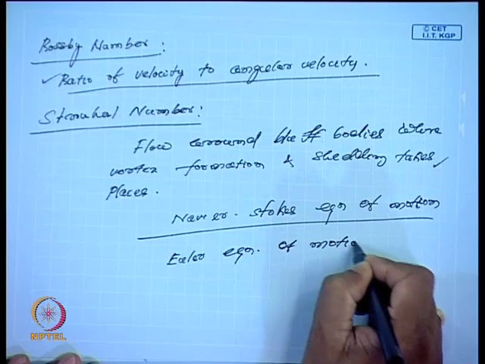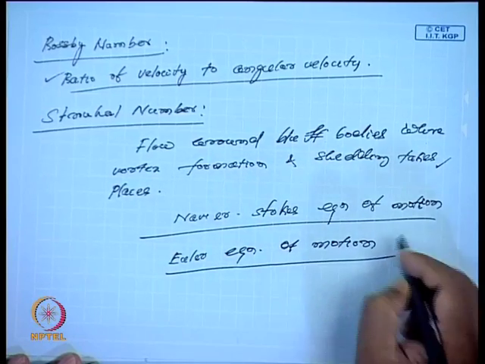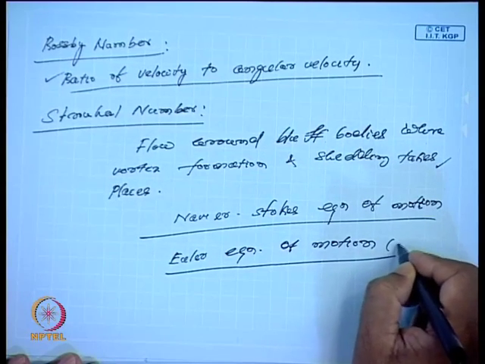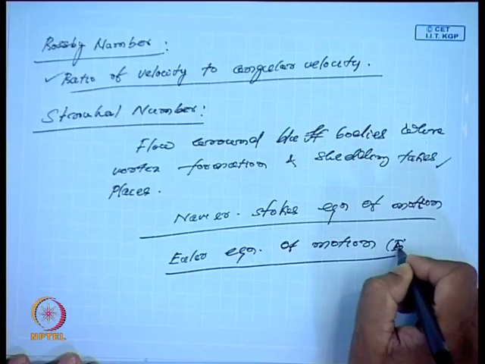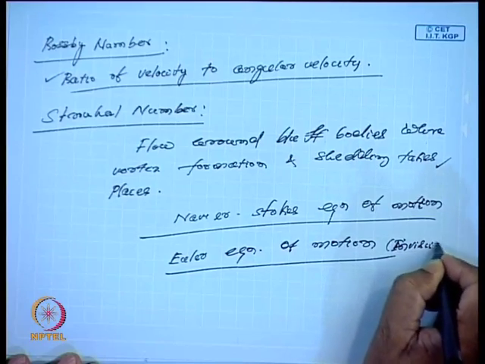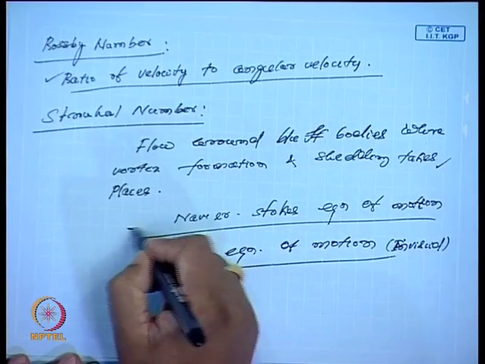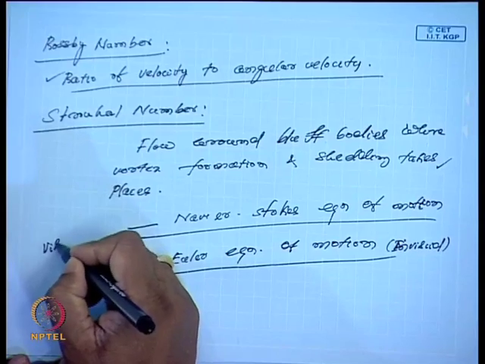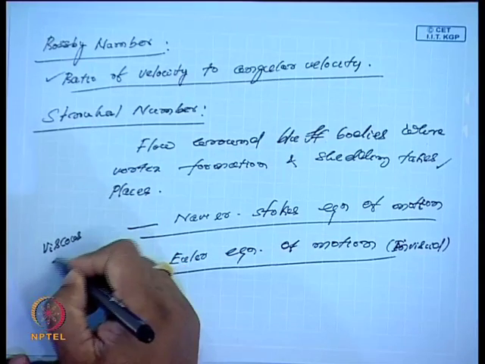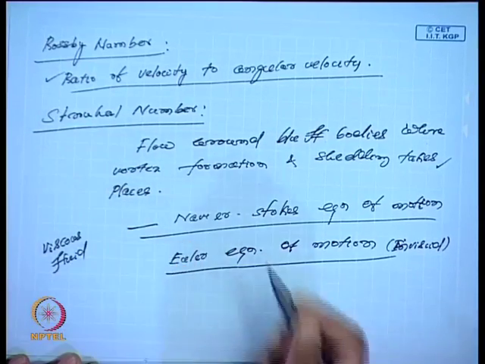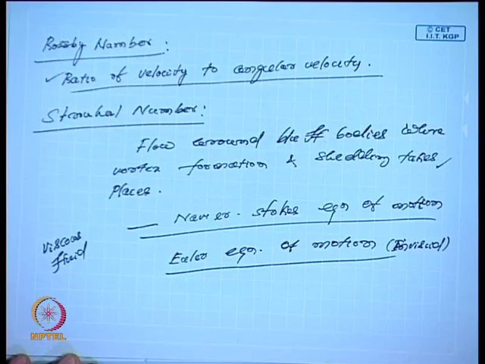Euler equation is a generalization. Here viscosity is neglected in inviscid fluid, whereas the Navier-Stokes equation of motion is suitable for viscous fluid. So, when the fluid is incompressible, what happens?